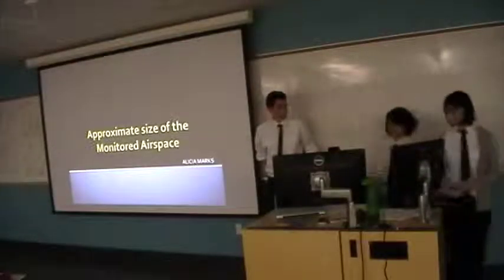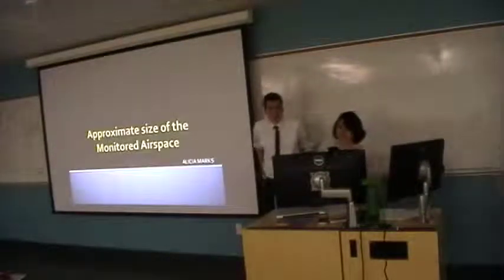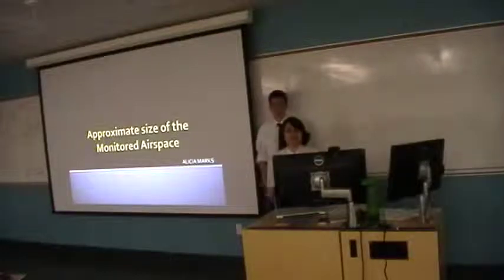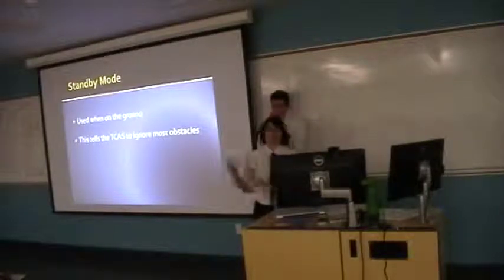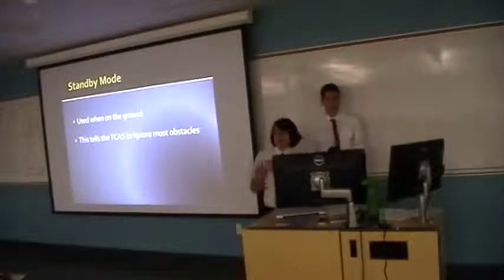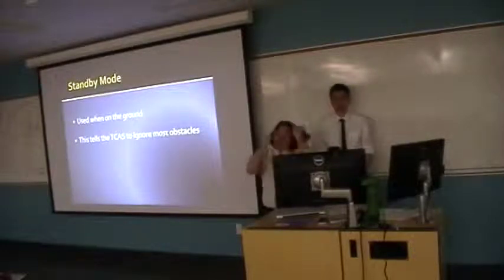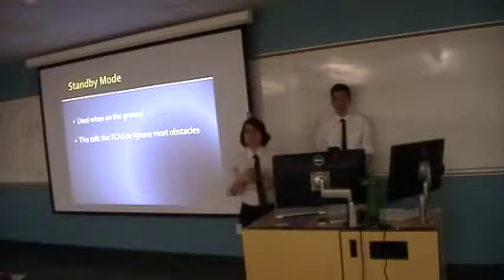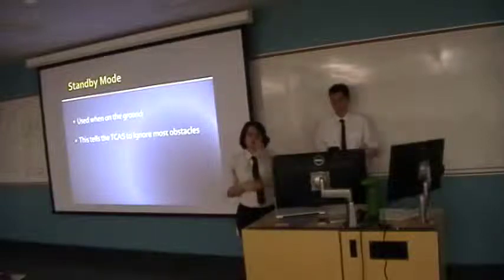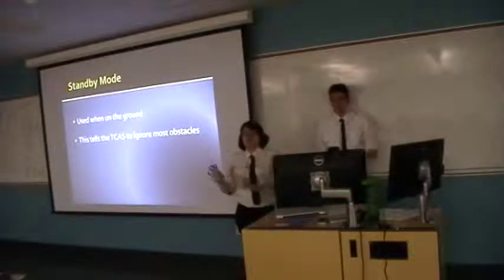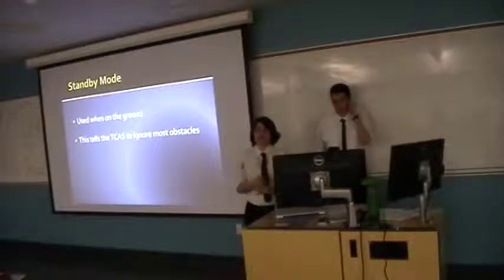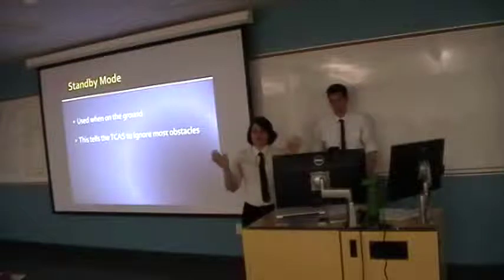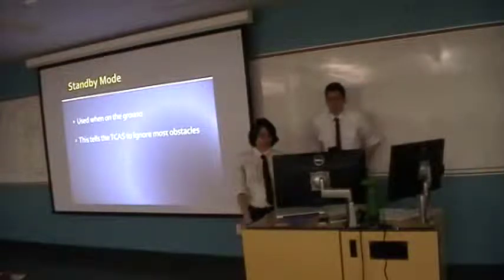So I'll hand it to Alicia. Okay, so the approximate size of the monitored airspace around the TCAS equipped airplane. As Jordan said, there's different types of modes. Standby mode is usually for when you're taxiing, you're on the ground, you know that there's things around you like trees and buildings and other airplanes taxiing, but the standby mode mostly ignores those objects because you know you're on the ground and you don't need TCAS to go off every 5 seconds telling you that there's a tree over there.